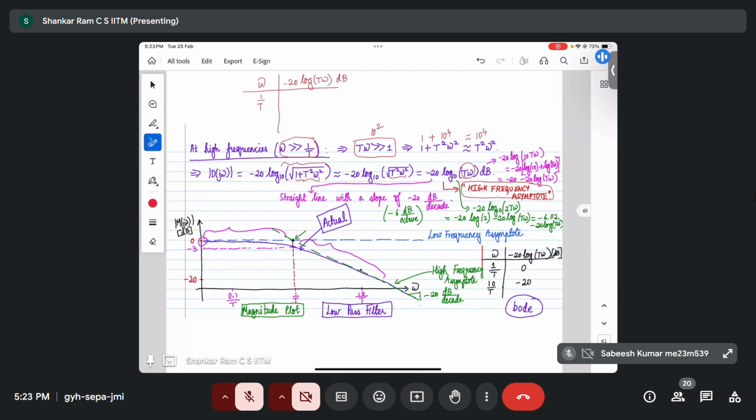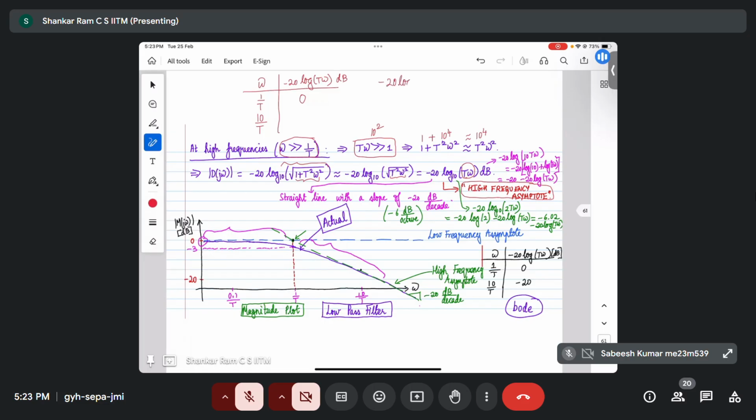When ω is 1 by capital T, what is T times ω? It will be 0, sir. Yeah, T times ω will become 1, and then I take log of it, it will become 0. Correct. You will get 0 decibels. I hope it's clear. Now, if I go 1 decade above 1 by capital T, which is 10 by T, what do you think will happen?